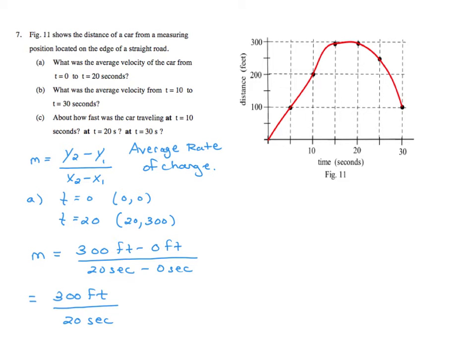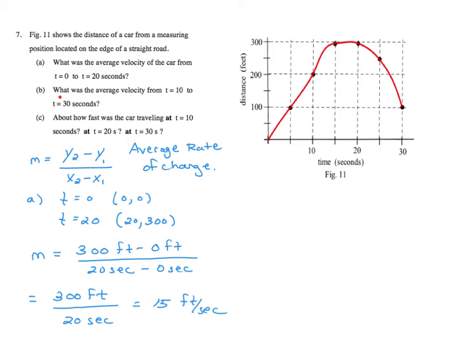If we divide these two numbers, we get 15. But more importantly, not only do we get 15, but we get 15 feet per second. So this is justification as to why the formula for slope will give you an average rate of change, and in this case, velocity, because the units are feet per second. That's a speed or velocity.